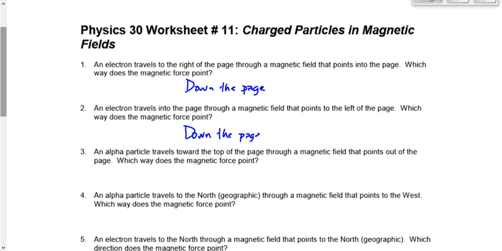3, an alpha particle. This is a positive particle, so it's going to be a right-hand rule. It travels toward the top of the page. Okay, right thumb toward the top of the page. Magnetic field points out of the page. Which way does my palm point? Towards the right side of the page.